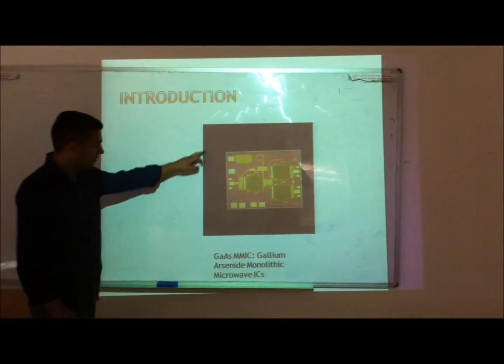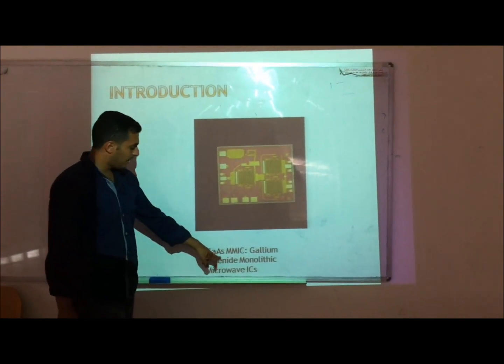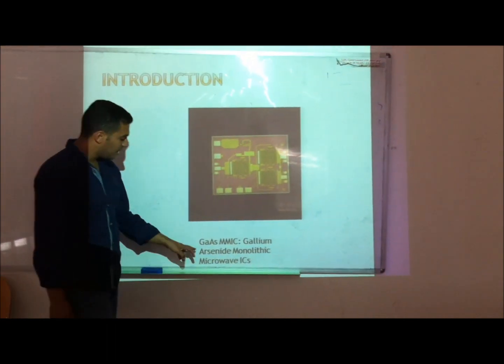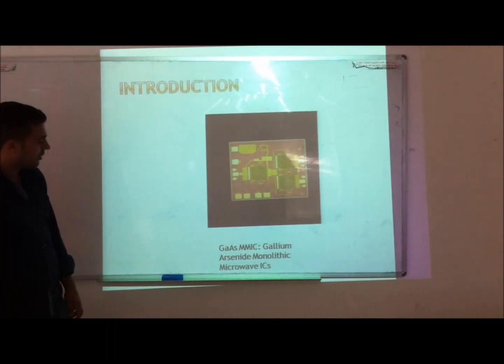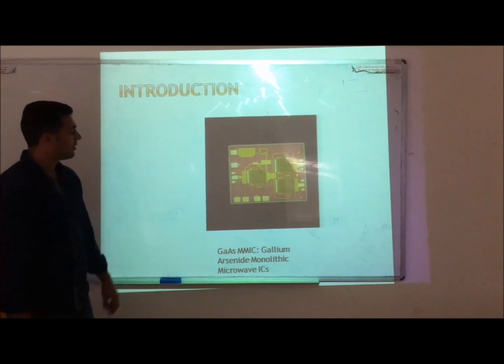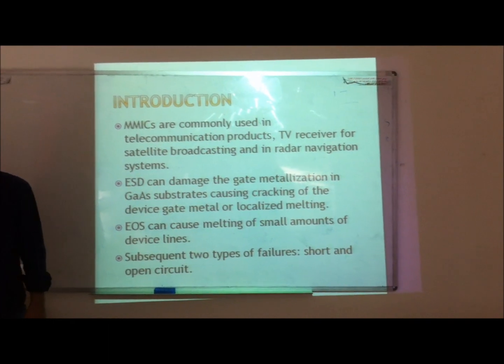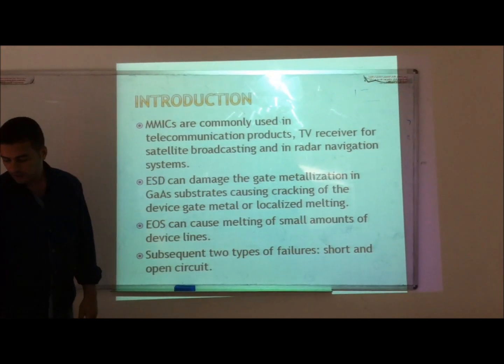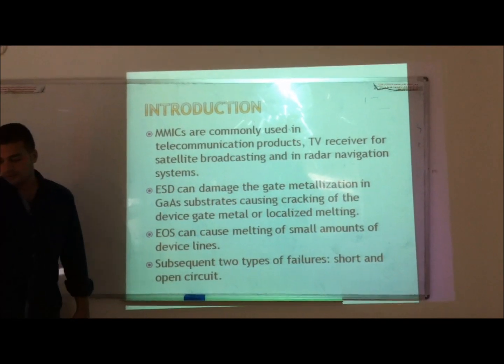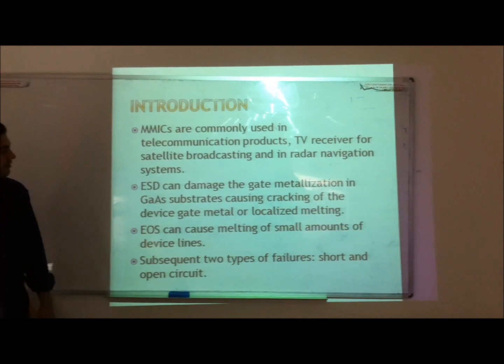This one here is the GaAs MMIC, the gallium arsenide monolithic microwave IC. This component is used in telecommunication products, TV receivers for satellite broadcasting, and in radar navigation systems.